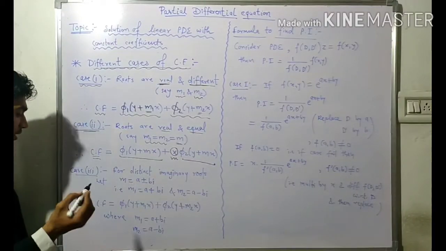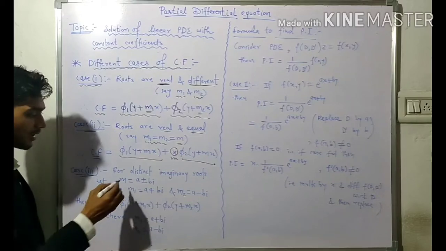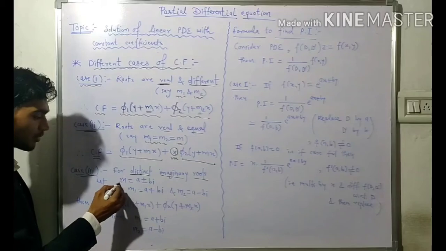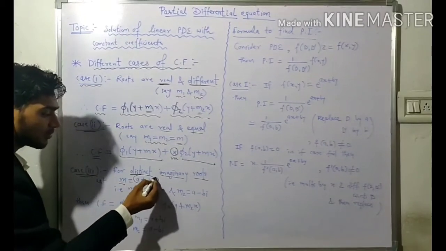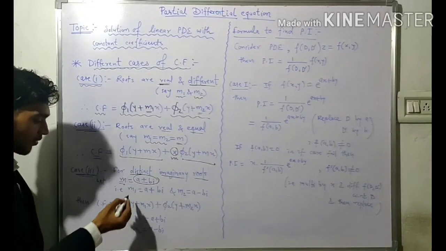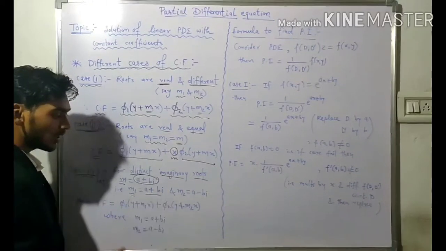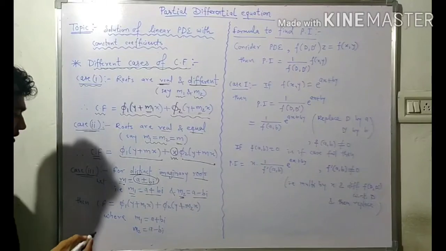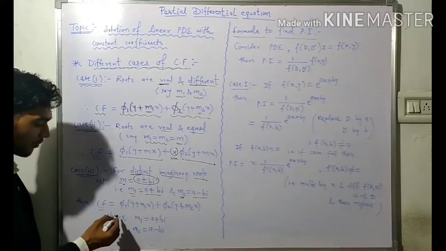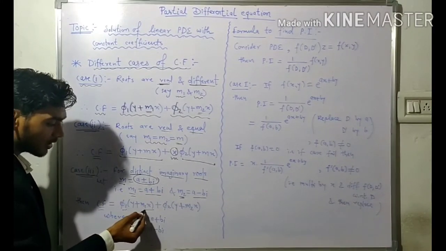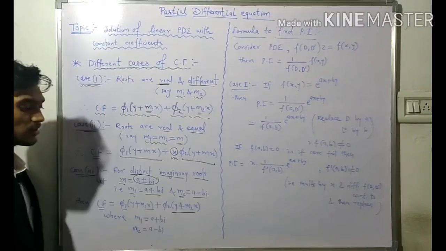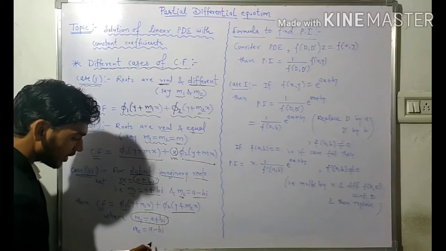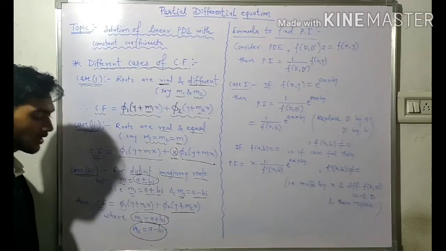Now case 3. In case 3, for distinct imaginary roots, that is if roots are m equal to a plus minus bi, that is the first root m1 is a plus bi and the second root m2 is a minus bi, then the complementary function is simple: phi1 of y plus m1x plus phi2 of y plus m2x, where m1 is equal to a plus bi and m2 is a minus bi.